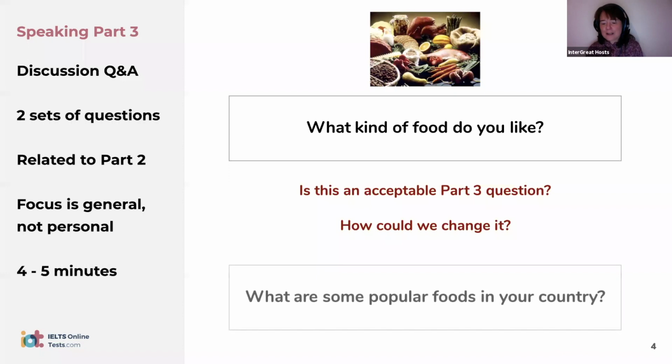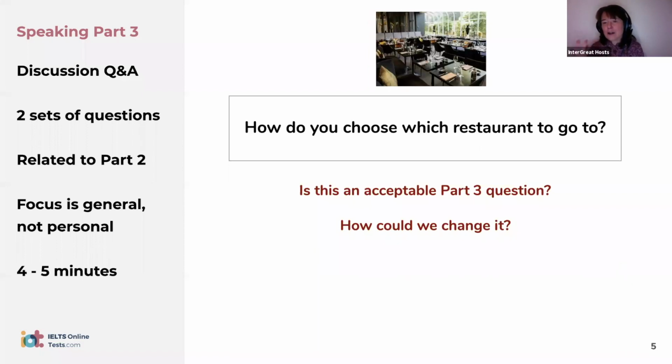You could say, you know, popular foods in your country, or what kinds of foods do people use? If you put that question in the chat, in the Q&A, I can answer it there. We're going to look at that in a moment, identifying the questions. So again, how do you choose is a part 1 question. What would be a part 3 question, which would be a similar kind of question? Part 3 is opinions. We're going to look at the types of questions in a moment.